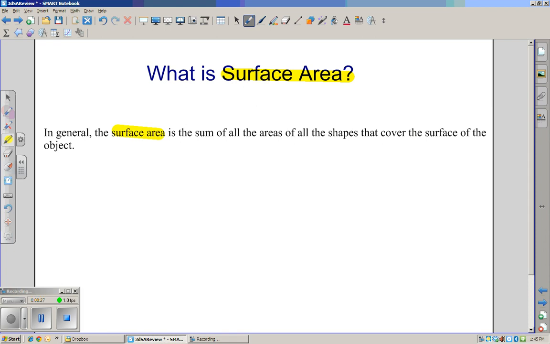Surface area is the sum of all of the shapes that cover the surface of an object. So for example, if you have a cube, as we know, a cube has 6 squares in it. That means we have to find the area of 6 squares and add them up, and we have the surface area of our object. We will go into each object today and how to find the surface area.